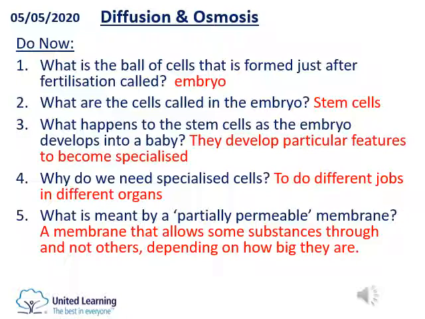And then number 5, what is meant by partially permeable membrane? We didn't mention this last lesson, but you might have mentioned this already in Year 9. I know that I've definitely mentioned it with my class. If something's permeable, it means that it lets things through. Partially permeable means it only lets certain things through. So it's a membrane that allows some substances through but not others, depending on how big they are. What a membrane has is tiny little holes, and they are small enough to let some things through but not big enough to let other molecules through.